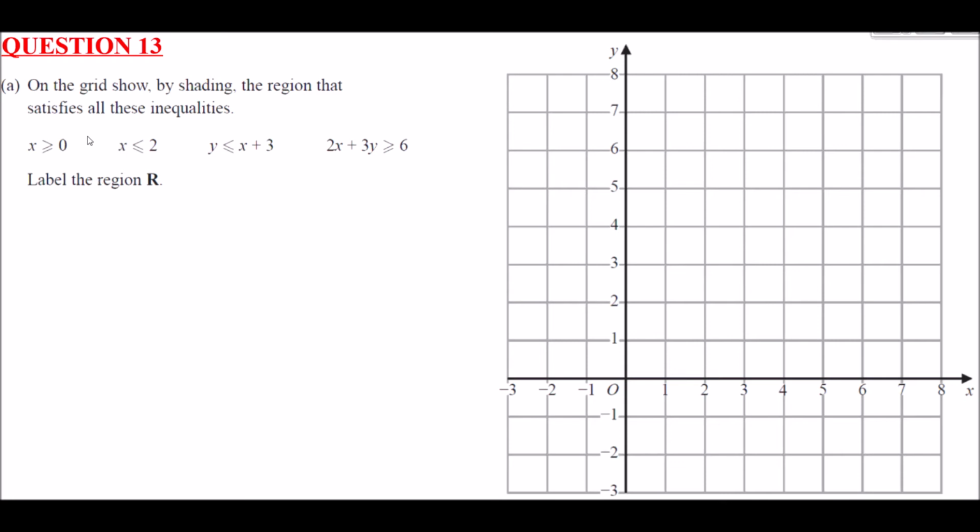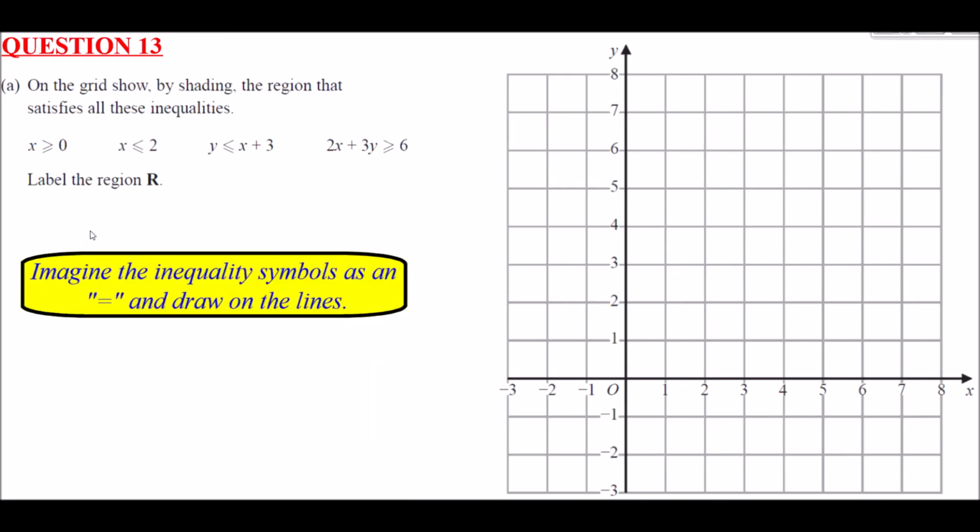So first of all, what I'd say is to imagine the inequality symbols here as just a simple equals, and then draw on those lines on the coordinate grid. So for example, I'm going to suggest we think of this one, just picking this one randomly, as y equals x plus 3, and plotting that on the grid like you would have done in year 7, 8, 9. So think of them as equal signs and draw on those in the normal way.